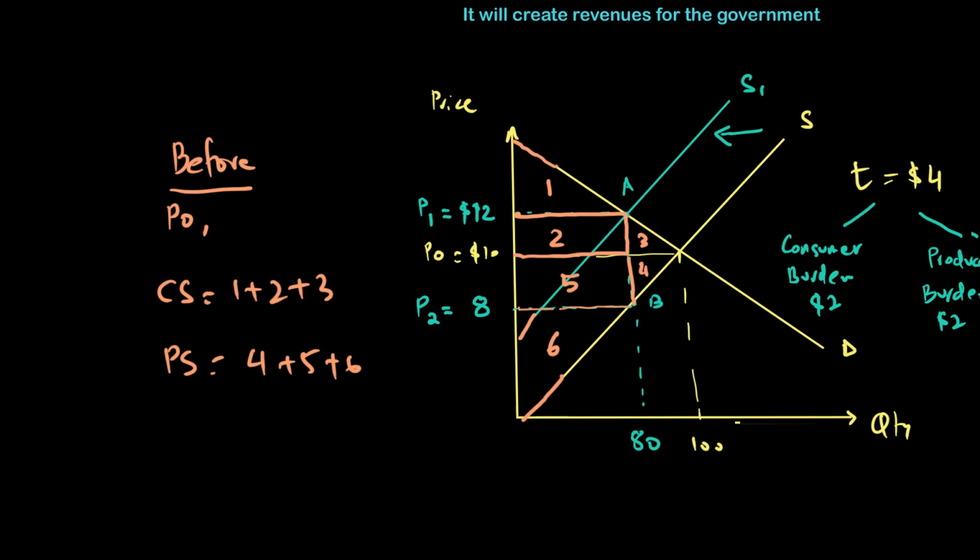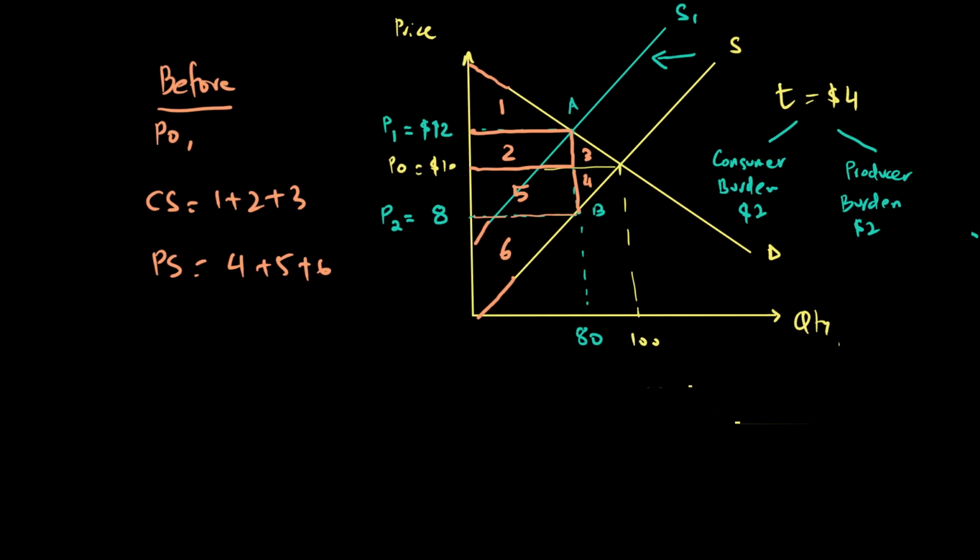Now after the tax, so let's also write this, after tax the quantity is now going to be 80 and the price is going to be $12. So consumer surplus is only this area 1. So my consumer surplus will fall to area 1. So clearly consumers are worse off.